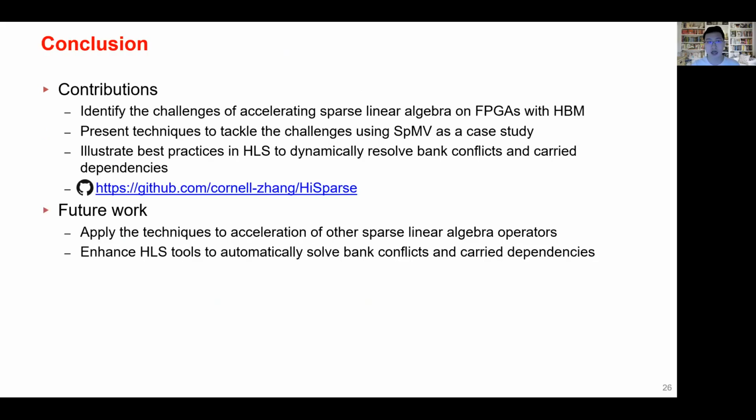In conclusion, HiSparse makes the following contributions. We identify the challenges of accelerating sparse linear algebra on FPGAs with HBM, and we present techniques to tackle these challenges using SpMV as a case study. We also illustrate the best practices in HLS to dynamically resolve bank conflicts and carried dependencies. Finally, our design is open source and available on GitHub.